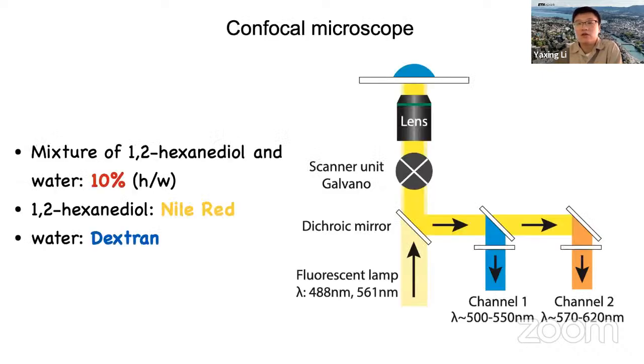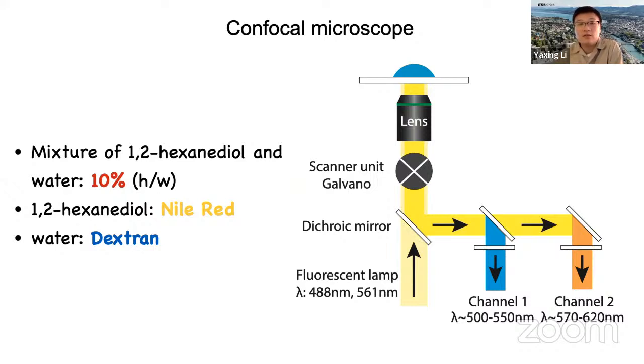If we want to know the behavior of one of those two components, how do we distinguish them, how do we track them? The technique we use is different fluorescent dyes to label these two components. For example, we use Nile red to label hexanediol, and we use dextran to label water. These two dyes only dissolve in one component and only very little, partially, in the other one. So with this, we can distinguish the two very well.